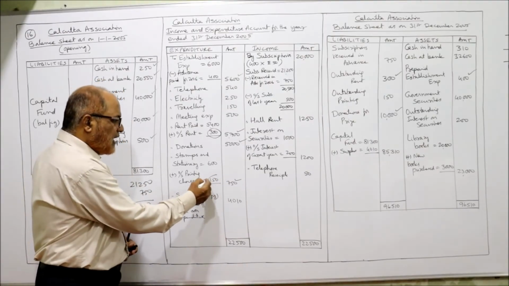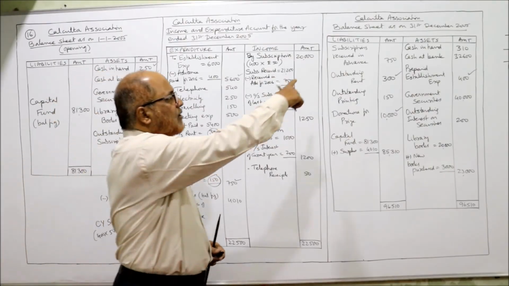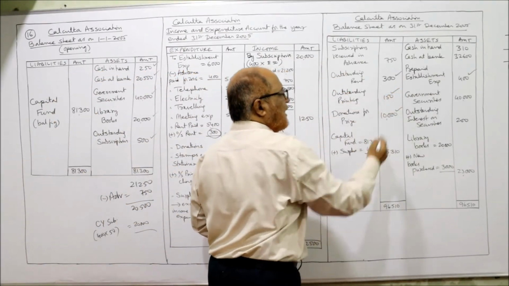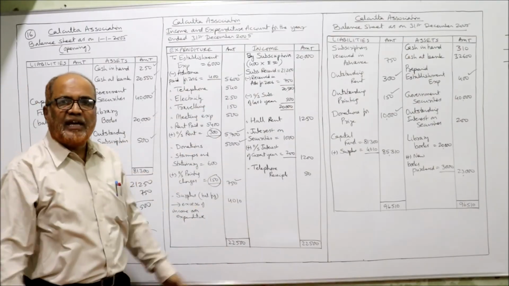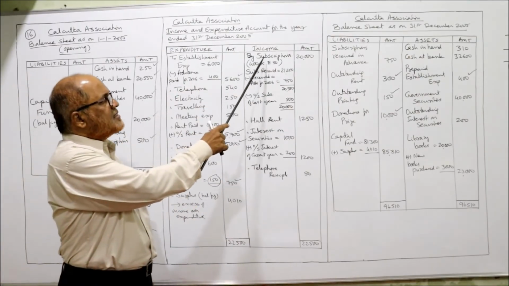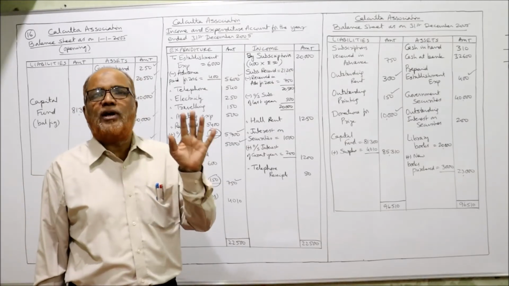Now this outstanding 150 rupees is a liability. So that 150 should be taken on the liability side. Outstanding printing 150. That's all. Now come to the income side. Income side, subscription. This is the only difficult point in this problem.